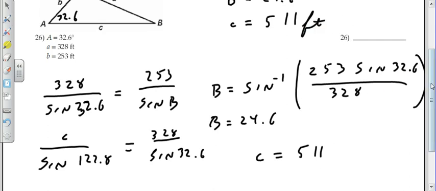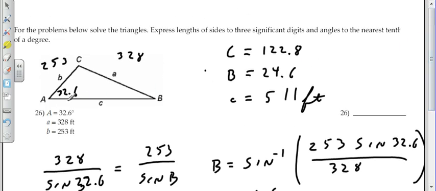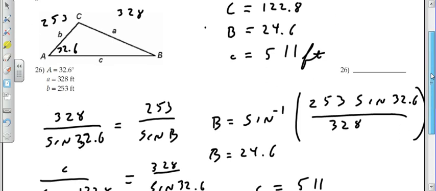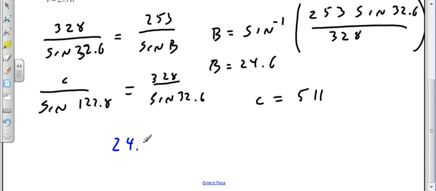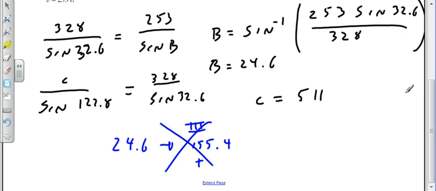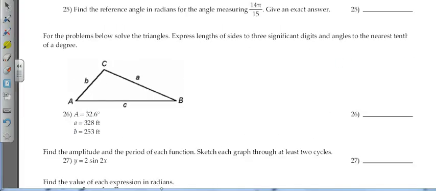But I noticed that there's a second answer, because that 24.6 was so small, it probably means I have a second answer. No, I probably don't, because at 24.6, as a reference angle, the other guy is 180 minus that, right? 180 minus 24.6, which is 155.4. And if I take 155.4 and add the A guy, 32.6, I become more than 180. So there's no second answer. Good. I don't have to find it. Saves my, helps me out some.